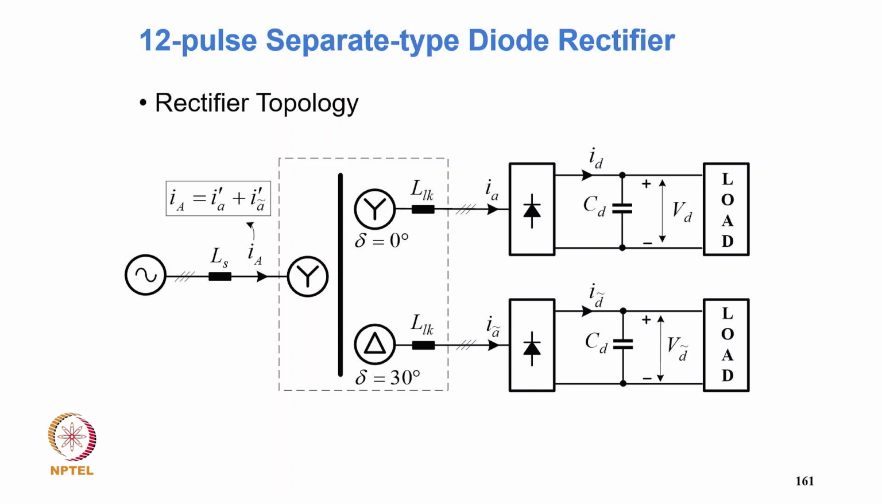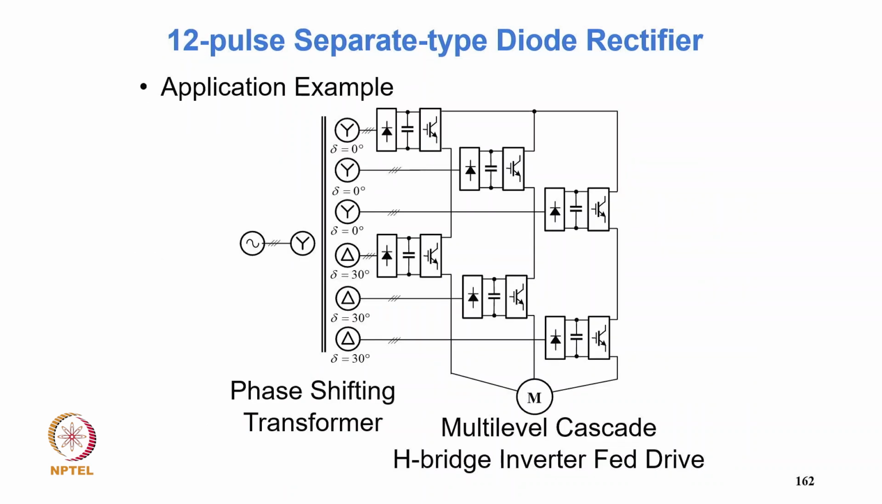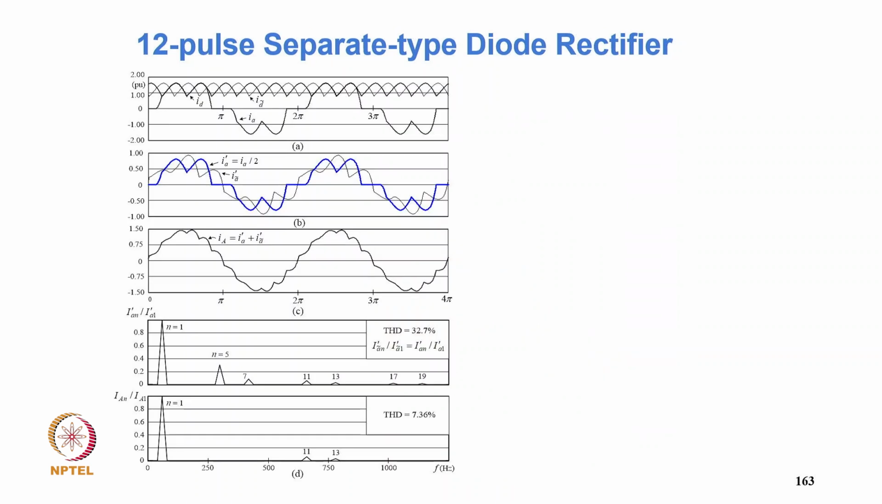Then coming to 12 pulse rectifier with isolated load, where each pulse feeds a separate load. This is typically the very famous multi-level H-bridge fed drive, which is also called sometimes the Robicon drive, which was taken over by Allen Bradley. So they use this kind of configuration. So there is a challenge of design of converter rectifier as well as of the inverter side.